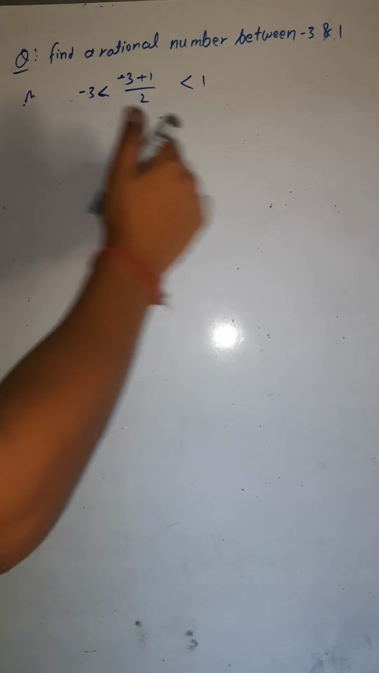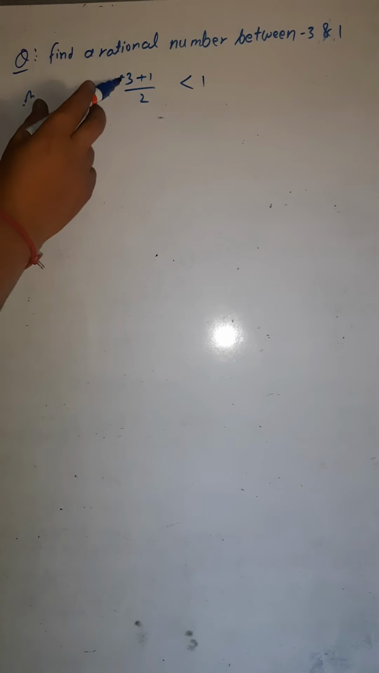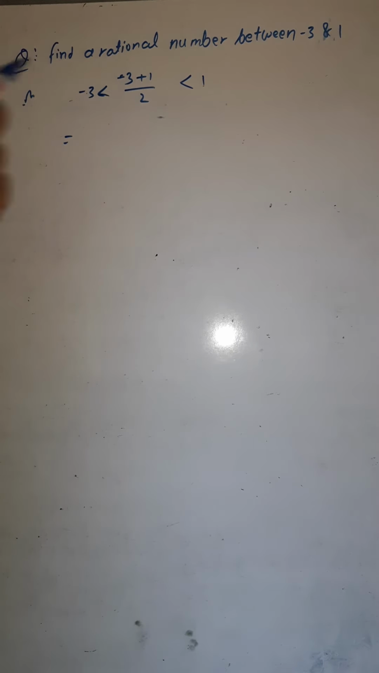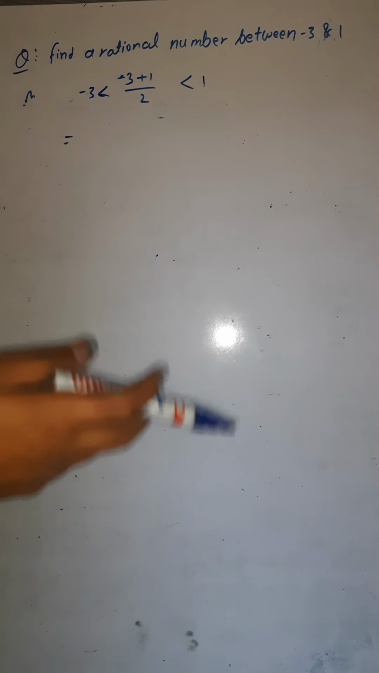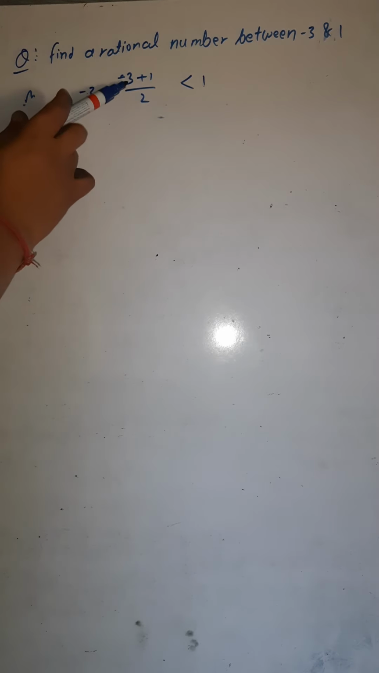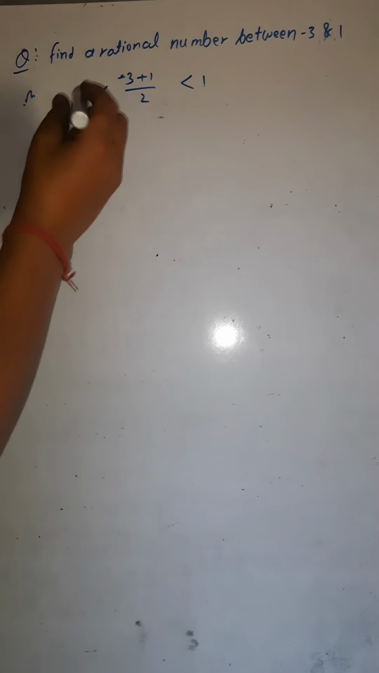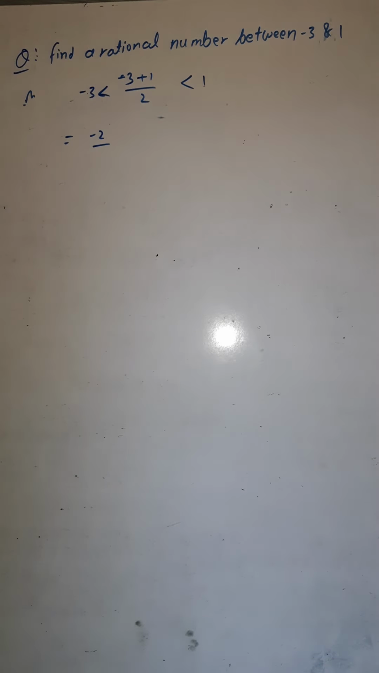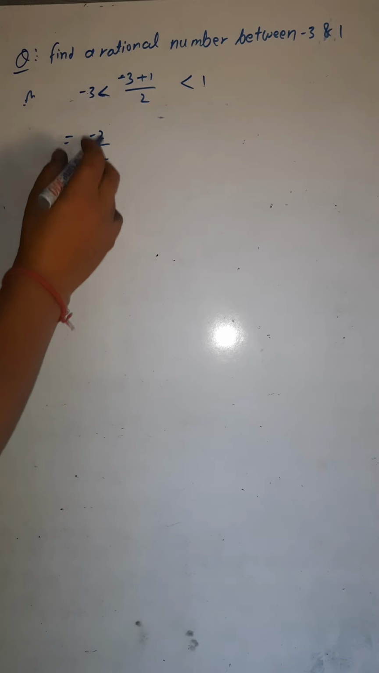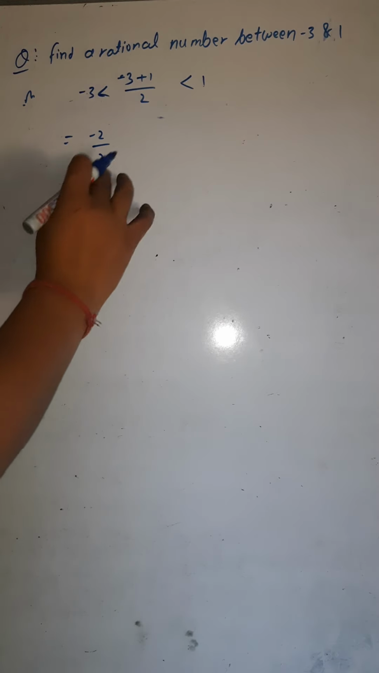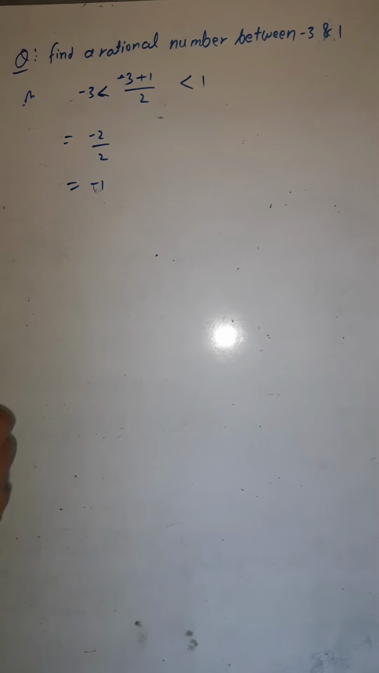So here the answer would be what? Minus 3 plus 1 is how much? Minus 2. With minus and plus, always the sign of the greater one is taken. So greater is 3, so minus sign would be there. 3 minus 1 is 2, so minus 2. Minus 2 divided by 2, so answer would be minus 1.